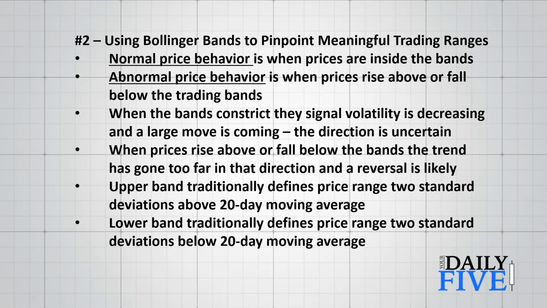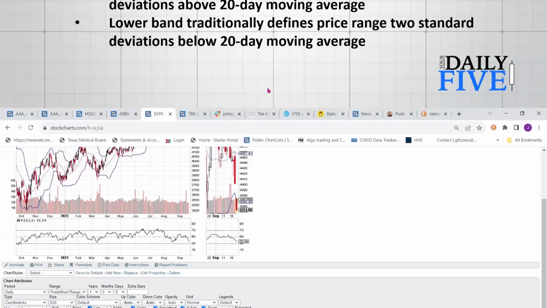The upper band traditionally defines the price ranges that are 2 standard deviations above the 20-day, while the lower band traditionally defines price ranges 2 standard deviations below the 20-day moving average. And of course, like I said, you can change that anytime you want to.